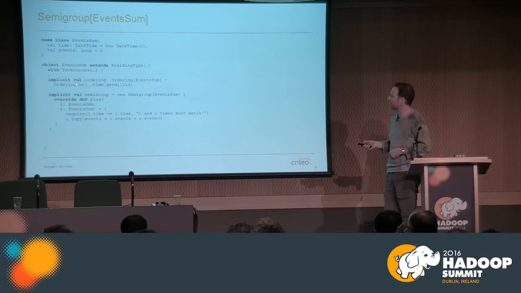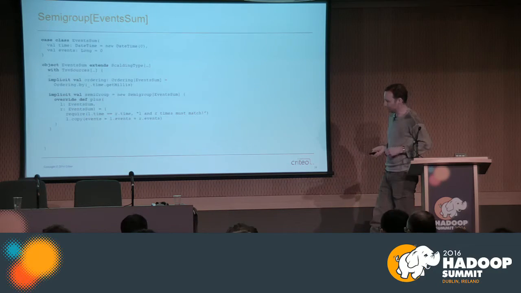So you can see we've just declared that the ordering is going to be on the milliseconds of the time type. And then this is really the nuts and bolts of a semigroup here. You see we're just implementing a function called plus, the left side plus the right side. What are we going to do? We have a little requirement that the times are equal. And then we're just going to copy the L object and add the right events into the L object.